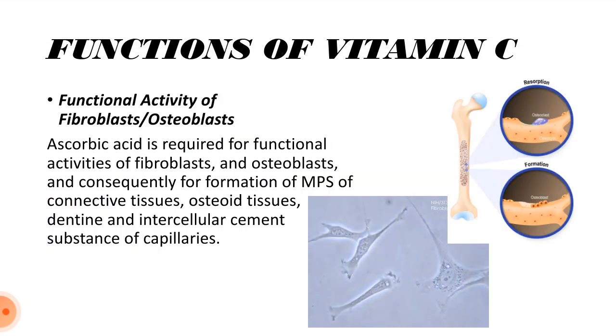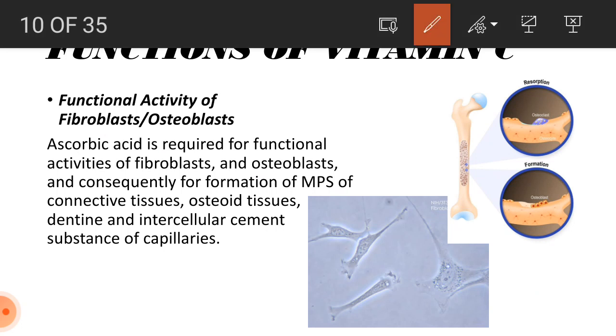Moving on to the next function, ascorbic acid is required for functional activities of fibroblasts and osteoblasts, and consequently for the formation of mucopolysaccharides of connective tissue, osteotissue, dentine and intercellular cement substance of capillaries.